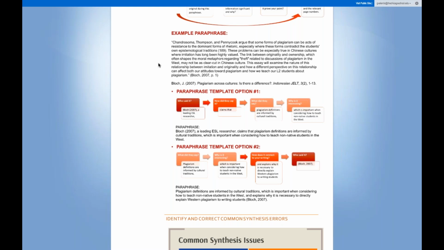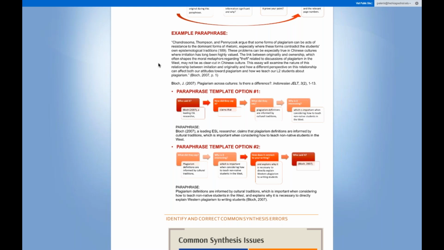Block, a leading ESL researcher, claims that plagiarism definitions are informed by cultural traditions, which is important when considering how to teach non-native students in the West. So here we can see that I've begun with the researcher. I chose "claims that" to explain that the researcher is making an argument. I've explained what they said, and I gave a detail on why it's interesting. This part wasn't contained in the original passage. This is my interpretation of why what Block said is interesting.